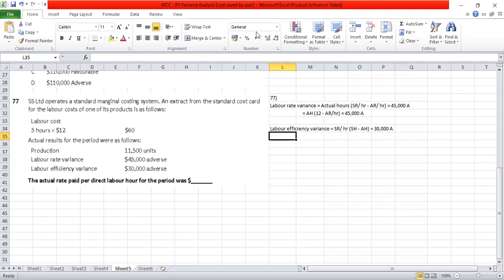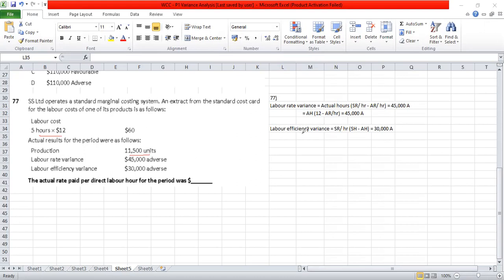For every single unit, the extract from the standard cost card says they require 5 hours at the rate of 12. So that is 60. So the requirement is 5 hours for every single unit, and the actual production is 11,500. So for 11,500 units, how many hours would it be? We just multiply 5 into 11,500, and we arrive at the standard hours. Out of the three variables, we know two, so we can find out the actual hours from this.